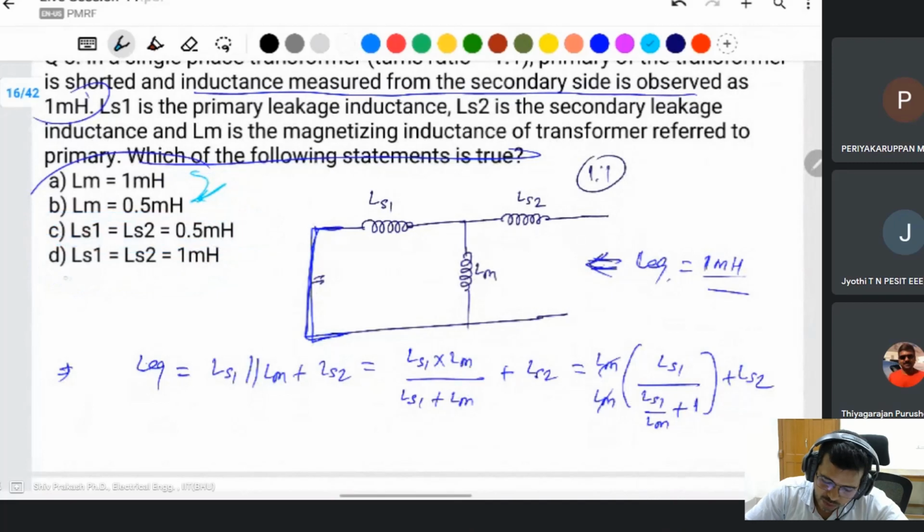LS1 and LS2 both are 1 millihenry? No, the total inductance measured from the secondary side is 1 millihenry. That is no. This option is true. C.